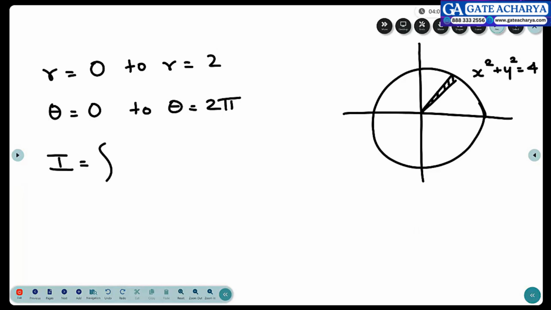Now, what I normally do is I take the inner limit as r, outer limit as theta, because theta is quite difficult to manage. It's an angle, right? Whereas r is a length. So length is quite easy to manage. So I take r as inner limit and theta as outer limit. So 0 to 2 pi outer, 0 to 2 inner. So what was the function when we substituted that?